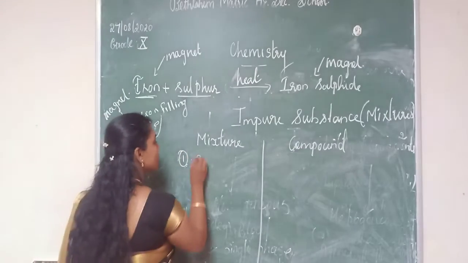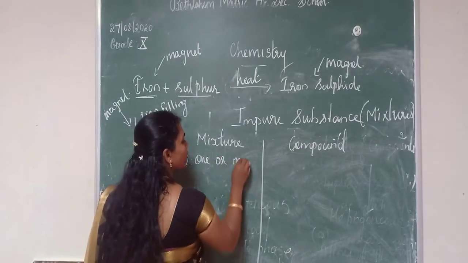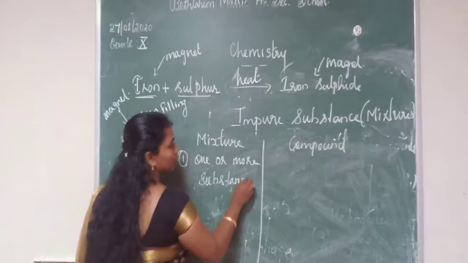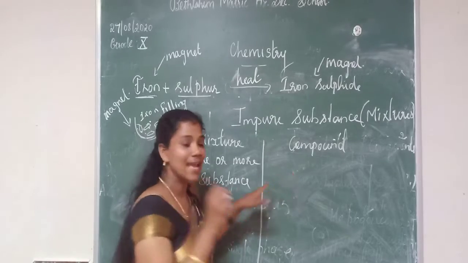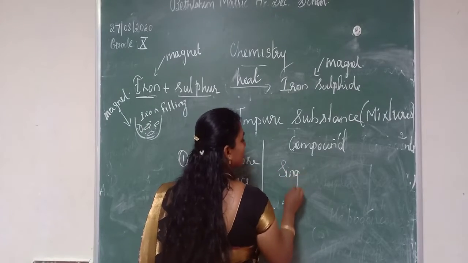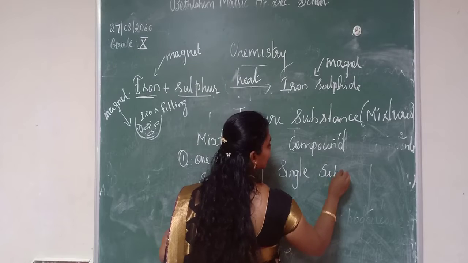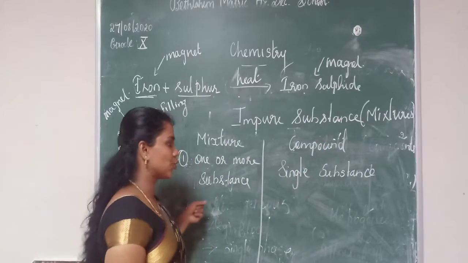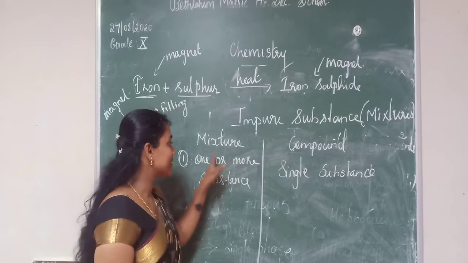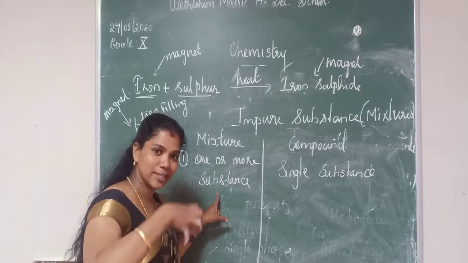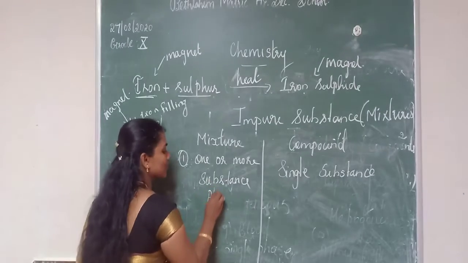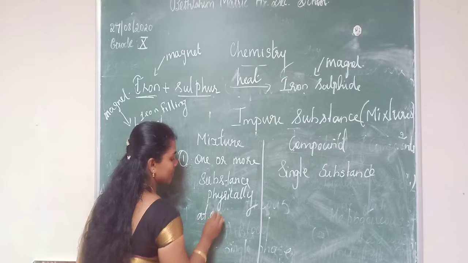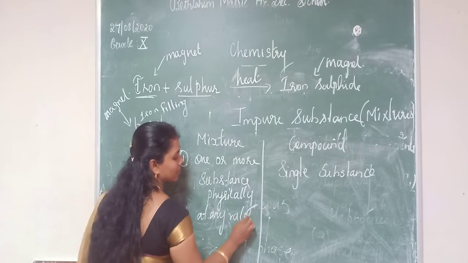The first point: a mixture contains one or more substances. A compound means it contains only a single kind of substance, for example, iron sulfate, H2O, etc. A mixture means it may contain one or more substances mixed together physically at any ratio.